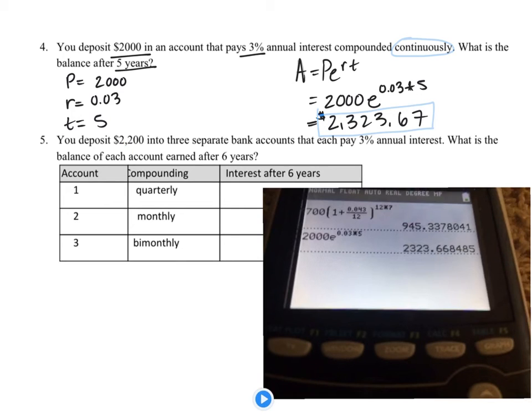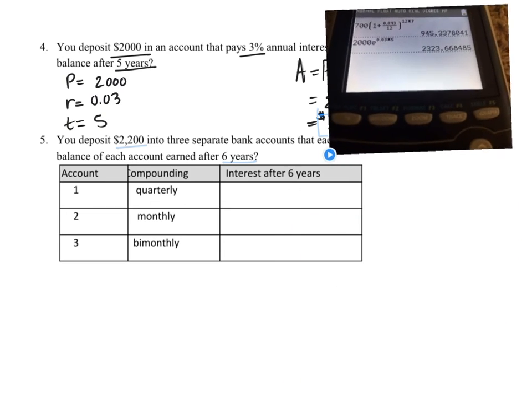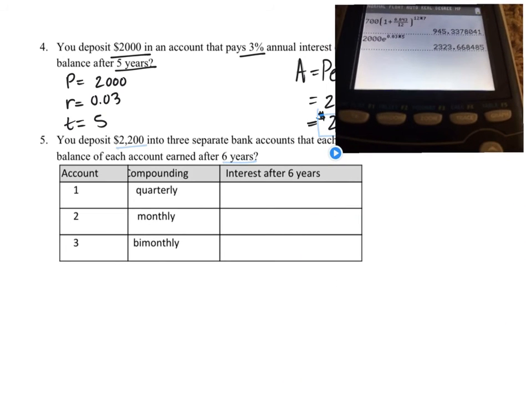Let me underline that. Into 3 separate bank accounts. So you want to see out of these 3 which one makes the best money. So this one, they all have the same interest rate. Okay, they're all 3%. And you're all investing in 6 years of time. What's different here is that you are compounding differently in each bank. So each bank compounds a little different.